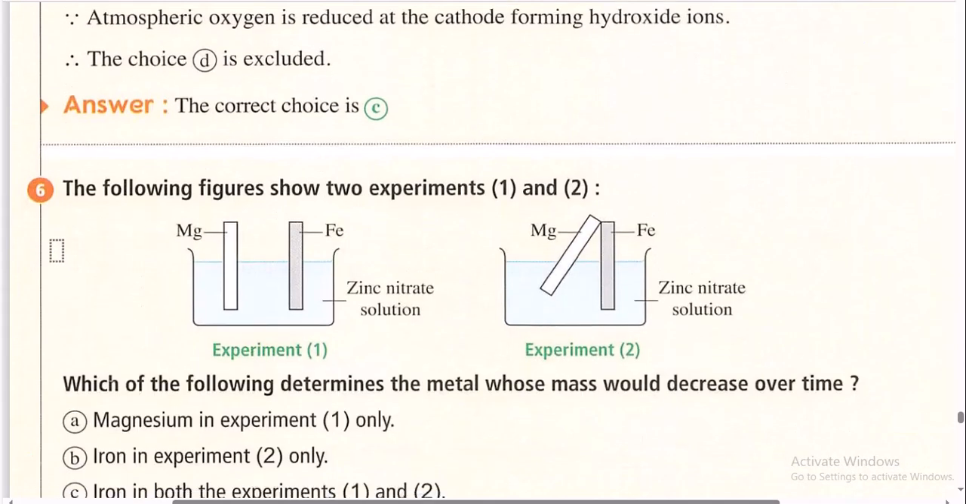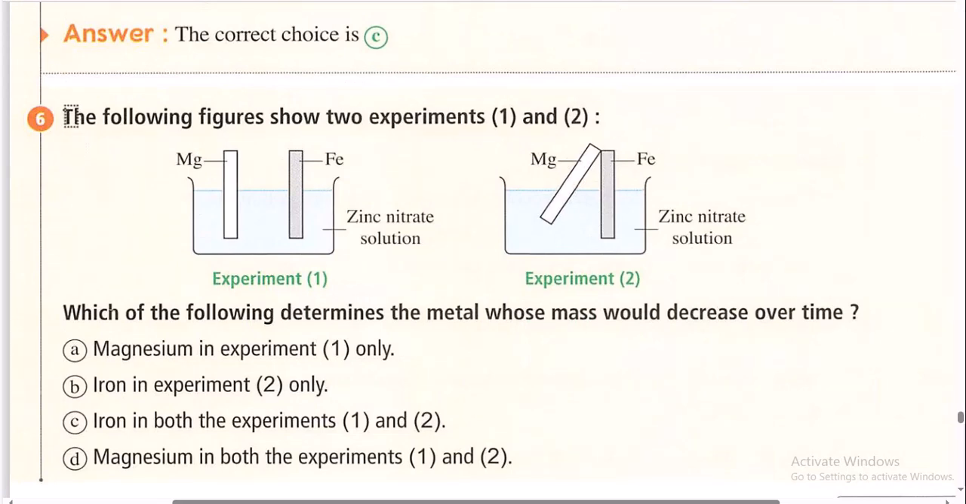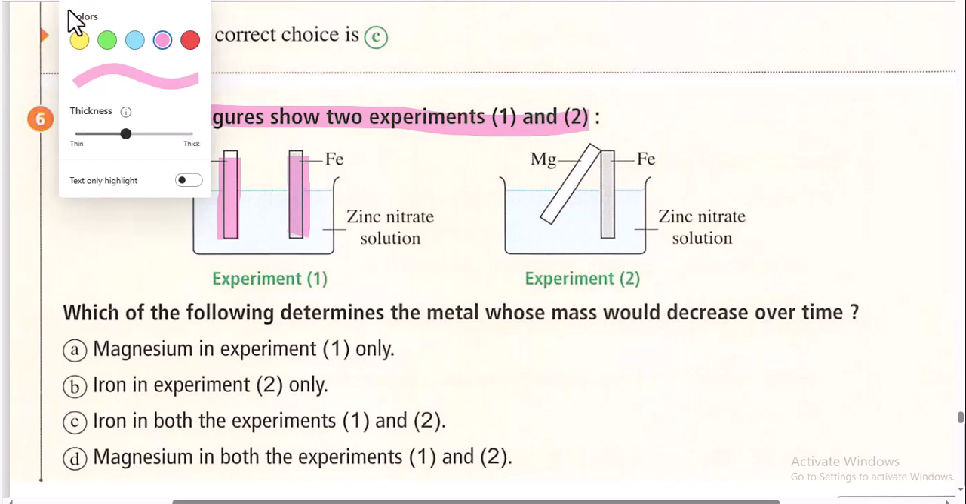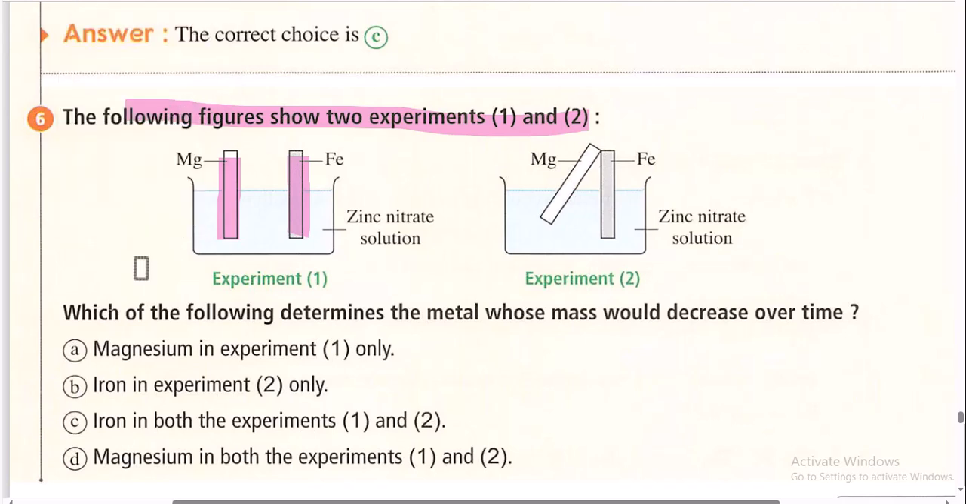Another question. The following figures show 2 experiments, 1 and 2. A rod of magnesium and a rod of iron dipped in a zinc nitrate solution. So what will happen to the 2 electrodes when they are dipped in a zinc solution, whether magnesium is in contact with iron or not? Let's read. Which of the following determines the metal whose mass would decrease over time?